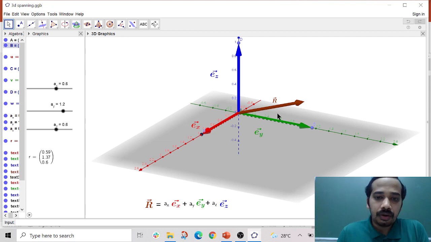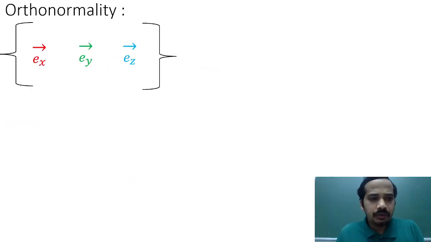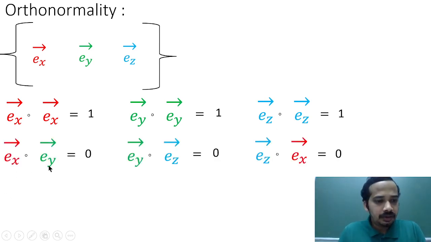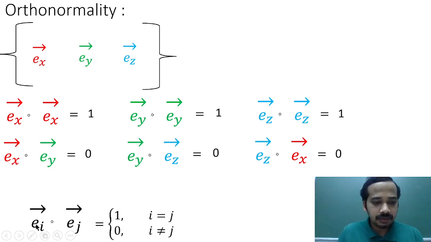So, orthonormality: in the case of orthogonal unit vectors, they follow this property. If you take the dot product of any unit vector with itself, you get 1 because its length is equal to 1. That is, ex dot ex is equal to 1, ey dot ey equal to 1, ez dot ez is equal to 1. Similarly, ex dot ey is equal to 0, ey dot ez is equal to 0, ez dot ex equal to 0. Combined, we write this symbolically: ei vector dot ej vector is equal to 1 if i equals j, and equal to 0 if i is not equal to j, where i and j go with x, y, and z.